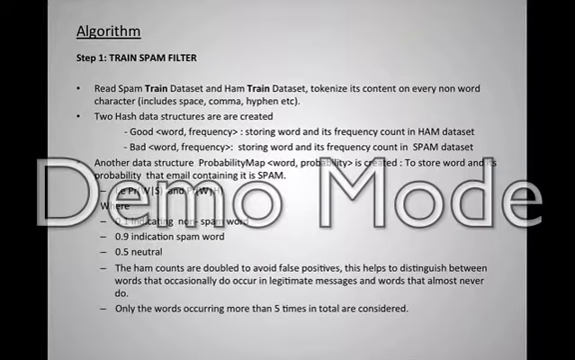So after calculating the frequency of every word, a probability map is created to store the word and the probability that an email containing it is a spam. That is, given a spam message, a word appears in it, or given a ham message, a word appears in that ham mail. And that probability indicates that if it is 0.1, it's a non-spam word, if it's 0.9, it's a spam word, 0.5 is a neutral value. And the frequency for the good words is doubled to avoid any false positives.